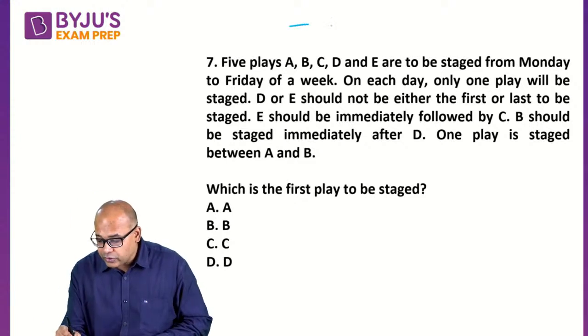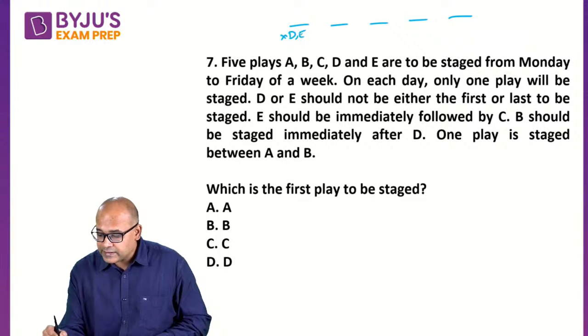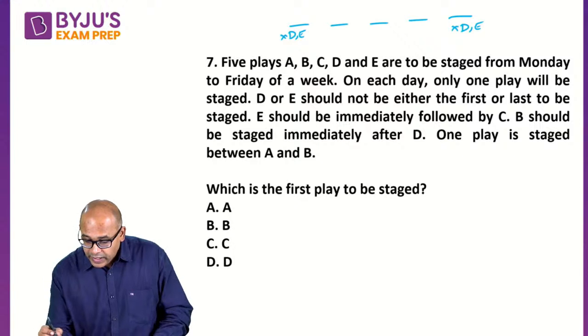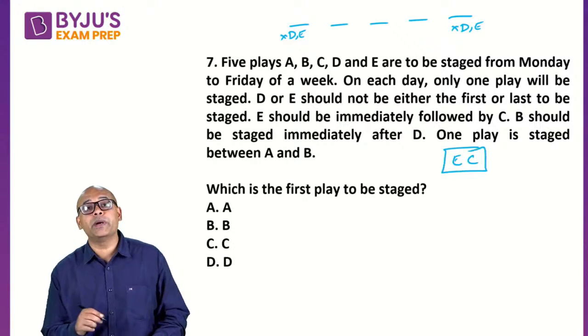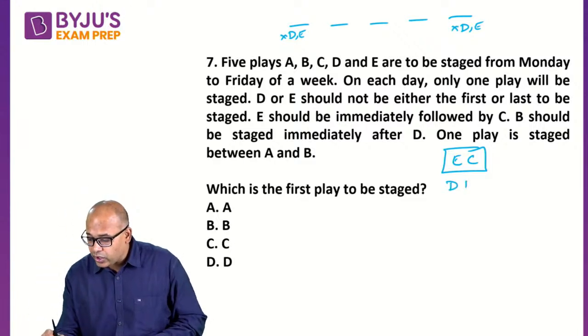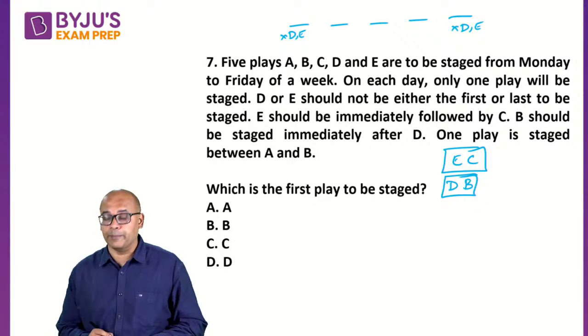So we have positions 1, 2, 3, 4, 5. The first one cannot be D or E. The last one cannot be D or E. This is the condition given. Then E should be immediately followed by C. So E and C should be together; nobody is in between them. B should be immediately after D. So D and B should be like this; nobody is in between them.